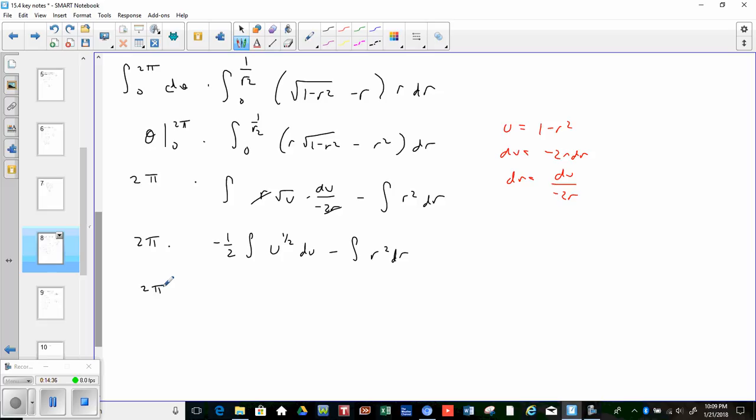So 2 pi times, this is going to be u to the 3/2, so 2/3 u to the 3/2, minus 1/3 r cubed. Then I have to change this back into terms of r, so these 2's are going to go away. Negative 1/3 times 1 minus r squared to the 3 halves, minus 1/3 r cubed, all of that from 0 to 1 over root 2. And again, don't forget to multiply the whole thing by 2 pi.